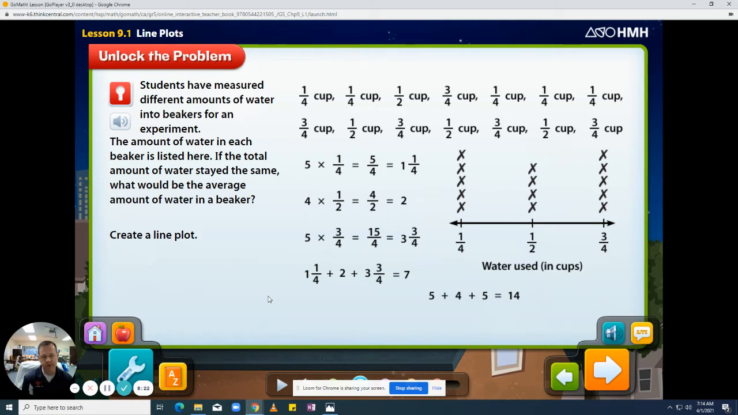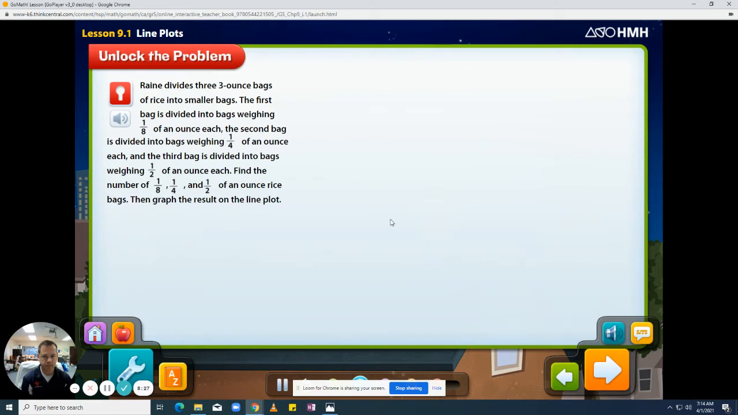Okay, now they're going to have you do the average, but we're not going to worry about that. We're going to watch one more slide, take a little bit of notes, and that'll be it. Let's look at another line plot.